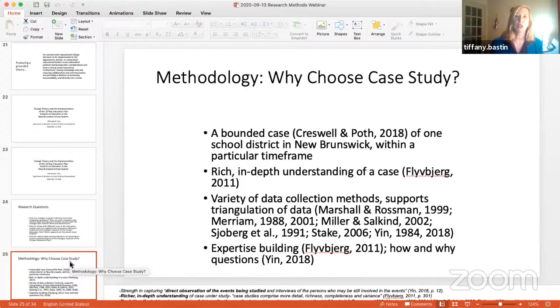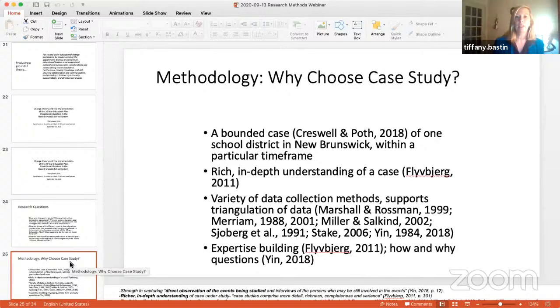So why did I choose case study? What was important for me was to go more in depth with a particular case. So for my research, it was a bounded case, or a case that had particular boundaries, with one school district in New Brunswick. In New Brunswick, we have 7 school districts. 4 of them are English-speaking districts and 3 of them are French-speaking districts. So for my research, I looked at one English-speaking district.